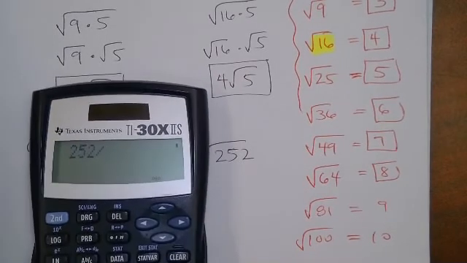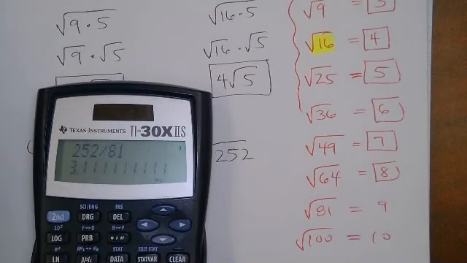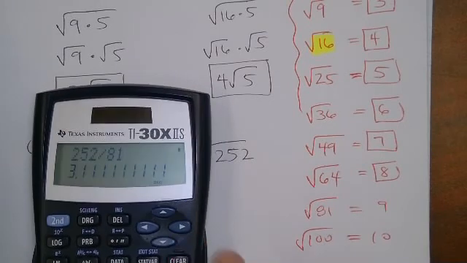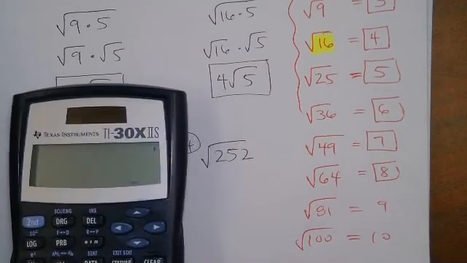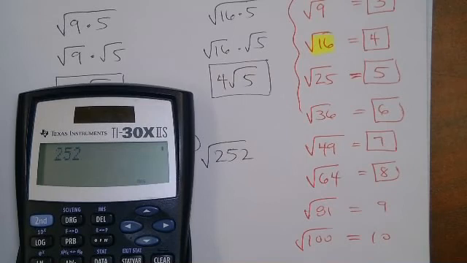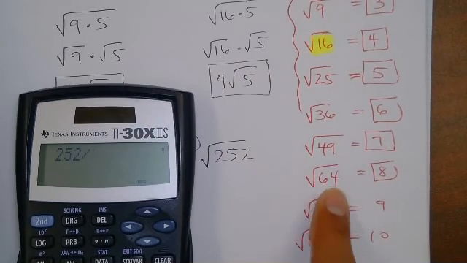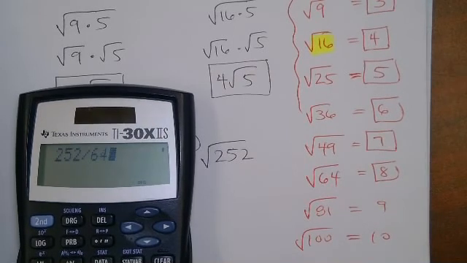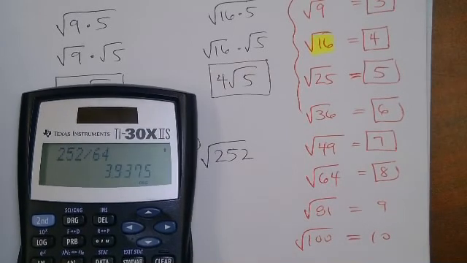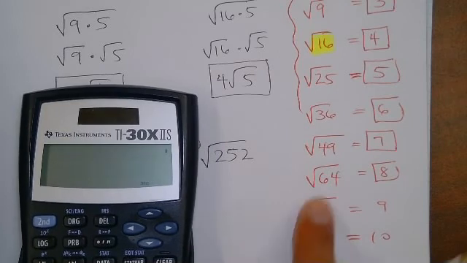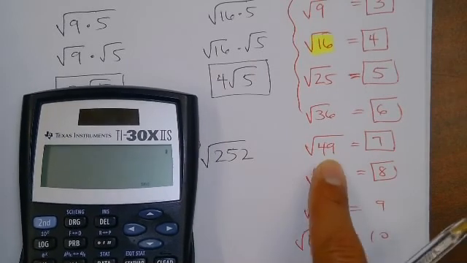I would start with the bigger numbers and work my way down. Let's say it's 252. This is where you're going to use your calculator. 252 divided by, am I going to try 100? No. How about 81? Is it divisible by 81? Let's see. Is it? Not when it gives you a decimal. 81 doesn't work. Let's say 252 divided by, what was the next one? 64?